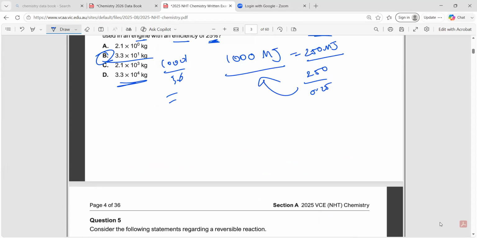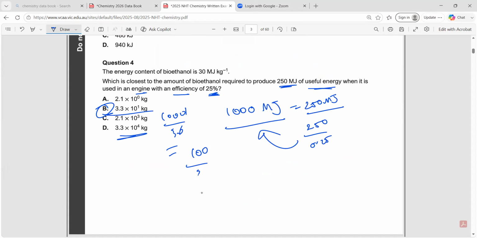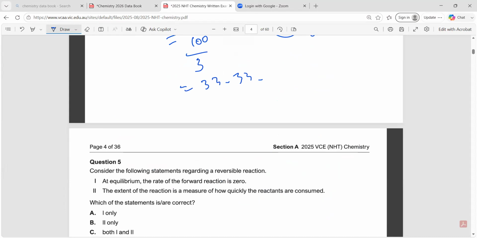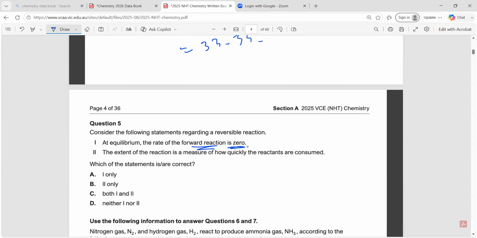Yeah, so it'd be 100 divided by 3, by the way, just like 33.33333. Cool. At equilibrium, the rate of the forward reaction is 0, so that's not true. The rate of the forward reaction is equal to the rate of the back reaction. So number one is not true. The extent of the reaction is measuring how quickly the reactants are consumed. That is rate. So neither one nor two is correct.